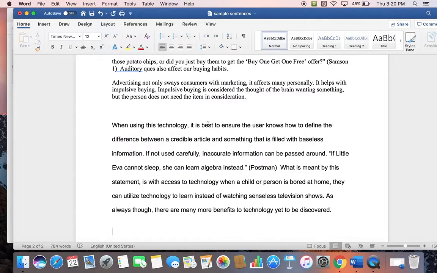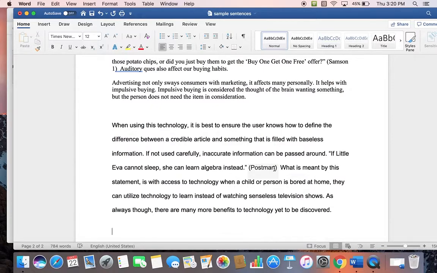How's that related? I guess you would have to set this up just a little bit more, saying, with the availability of information, it's possible that someone could learn anything from the comfort of their home without any kind of supervision. For example, if Little Eva can't sleep, she can learn algebra instead. So you might want to try to set something like that up a little bit, but that's not Postman's statement.